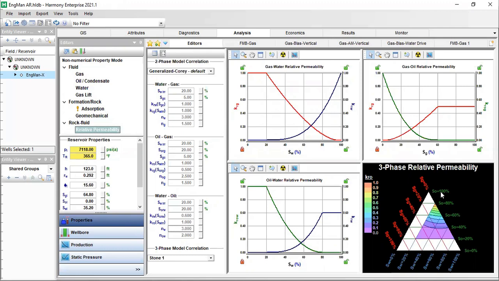Okay, so basically in this step, in the editors, we just input the information, maybe from the petrophysical analysis or geological analysis, you can input it here, and also fluid properties, okay? And then wellbore.